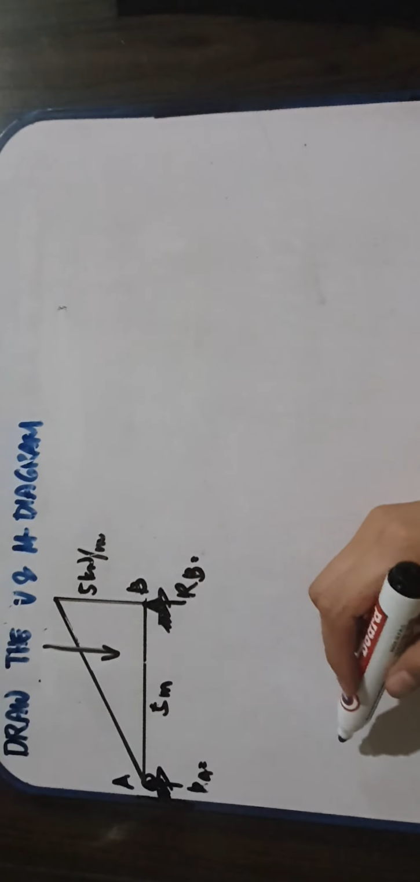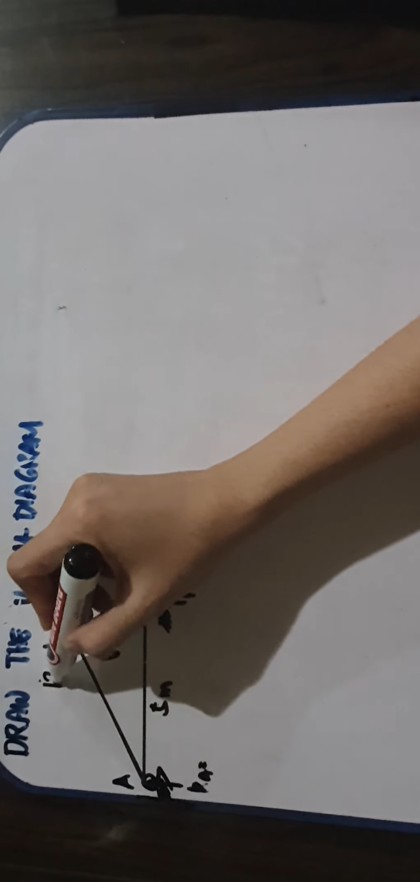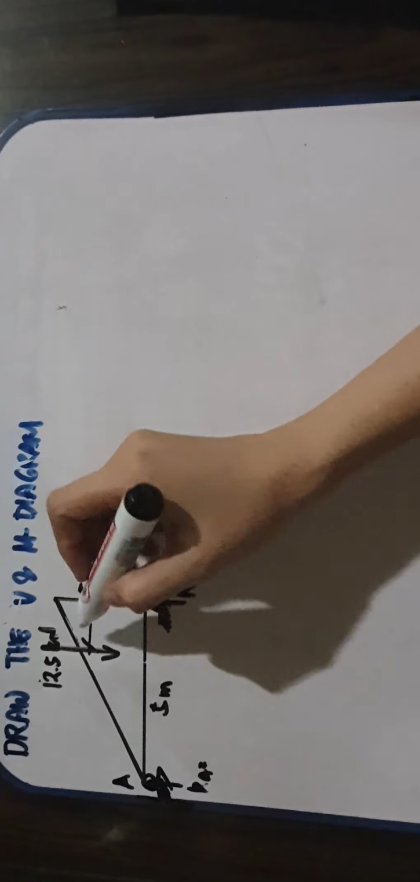So we have 1/2 base times height. So we have 1/2 times 5 times 5 is 12.5 kilonewton. So as you can see, this is the 1/3 of 5, so we have 5 over 3, and this is your 2/3 of 5, so we have 10 all over 3 for that distance.